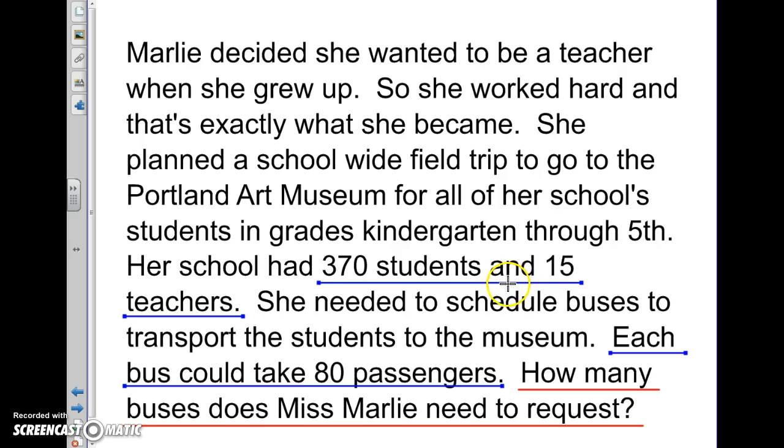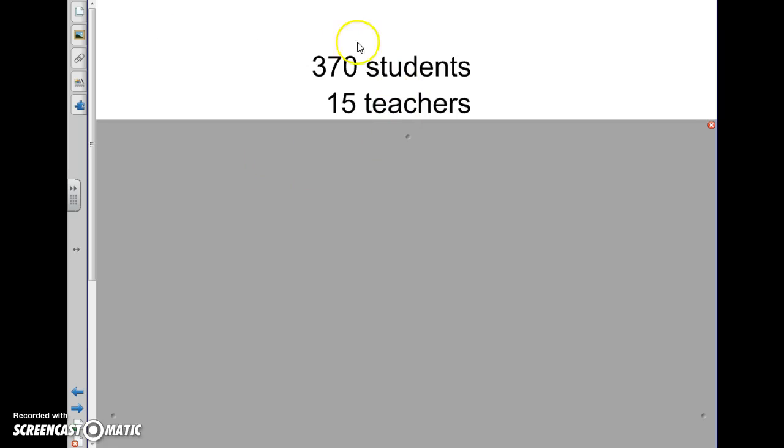So that's not reasonable. We're going to be taking the entire school's students and teachers, all of these passengers, and then dividing them up into 80 passengers in this bus, 80 passengers in that bus. So we are going to be using division. So we take the information that we've been given.